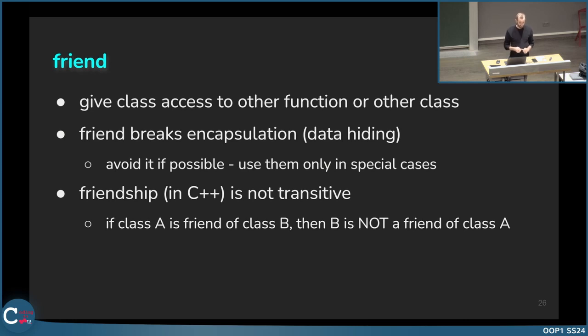But for the assignment, maybe you have 1 or 2 friend classes altogether. So maybe one class is a friend of another one, but it shouldn't be that 5 classes are friends. That's way too much. And friendship, at least in C++, is not transitive, meaning that if class A is friend of class B, then class B is not always a friend of class A.